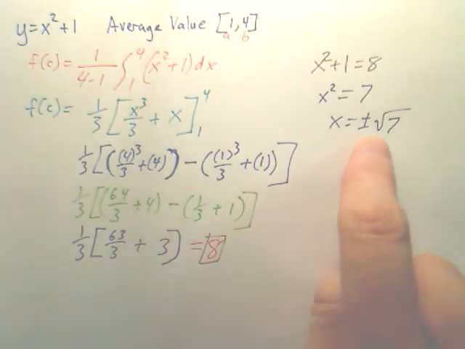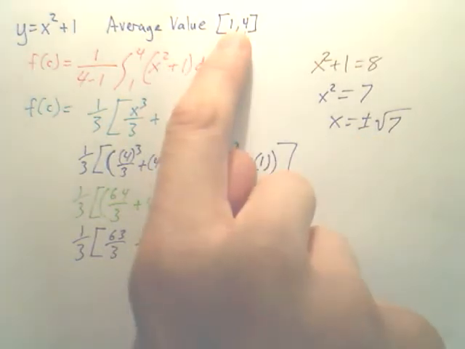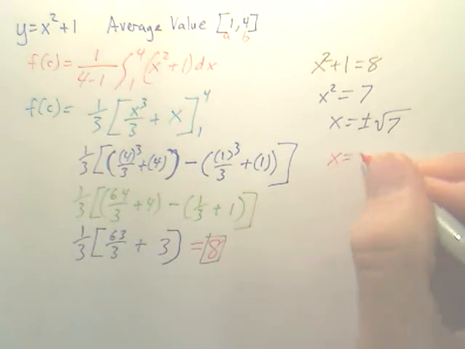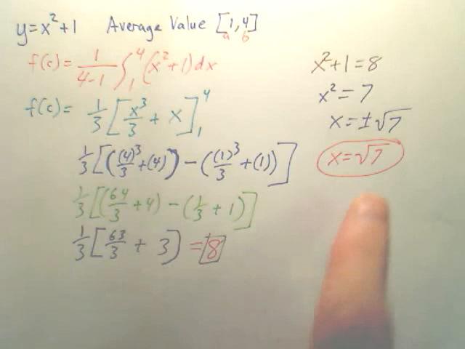Now, which one do you want? Which one is in the interval? Positive square root of 7. So your answer is just the positive square root of 7, because that one is in the interval. That is where you get a height of 8 on your graph.